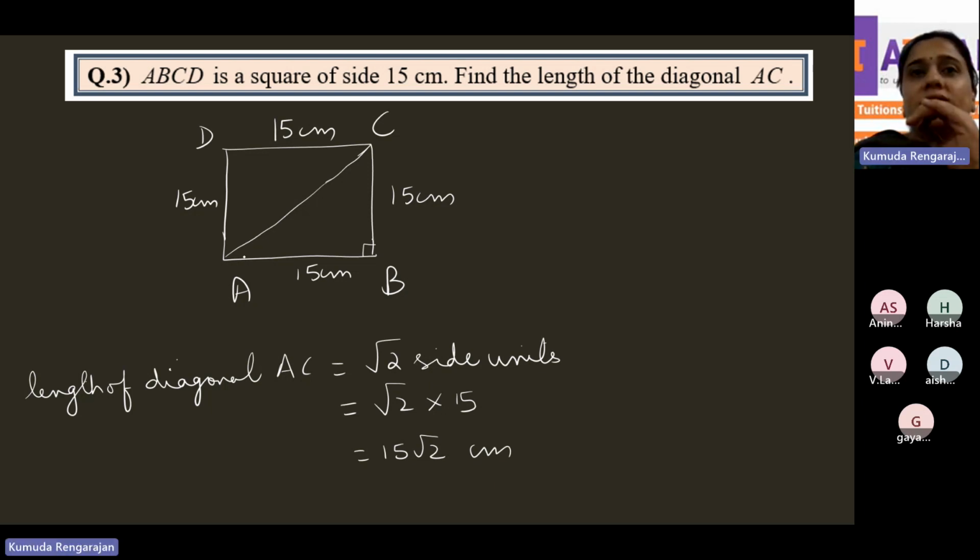So the formula to find the length of the diagonal of a square is given by root 2 into side of the square units. So side is 15. So root 2 into 15, which is 15 root 2 centimeters.